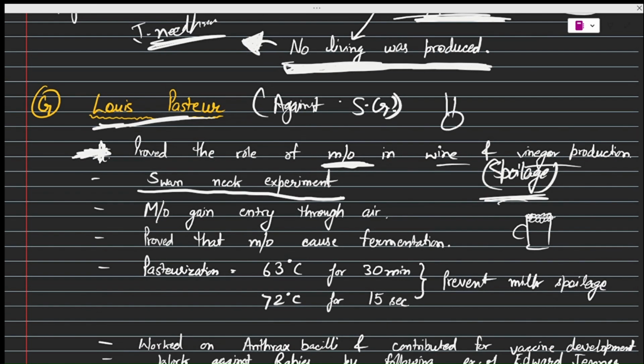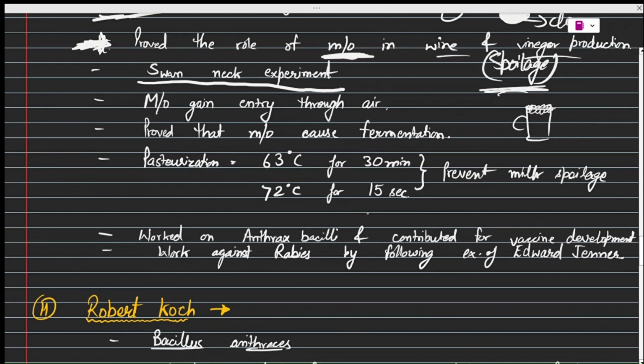This is our simple round bottom flask, but what he did was he curved the neck in the shape of the neck of a swan, so that when the air enters, all the microorganisms will remain in this area, and the sample, or whatever his infusion was, will remain clear without any turbidity, proving that microorganisms enter through air.